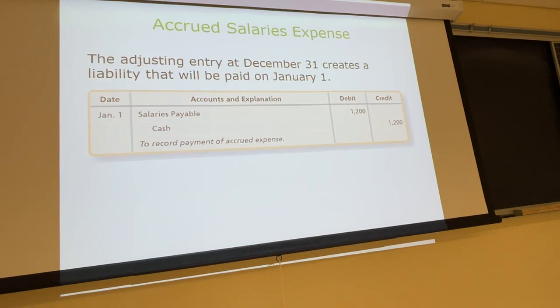Then on January 1st, when we actually pay out the payroll, we'll remove that salaries payable from our balance sheet by debiting salaries payable, $1,200, and we will credit cash, $1,200, as we actually pay out the payroll to the employees.